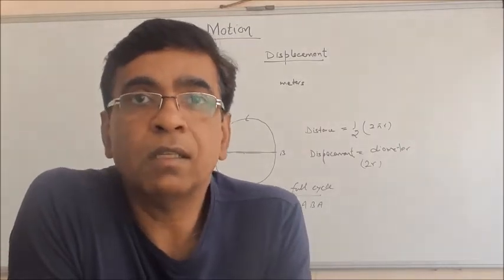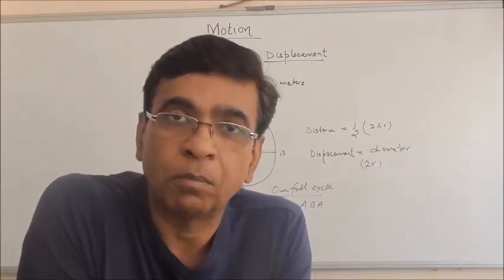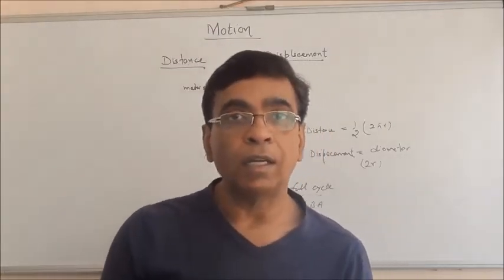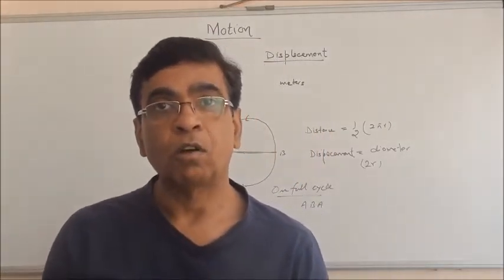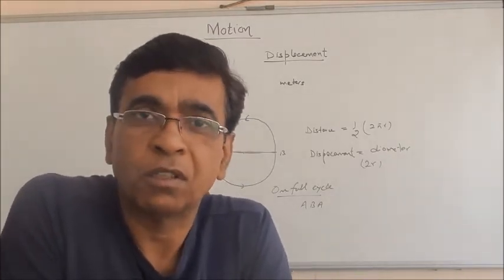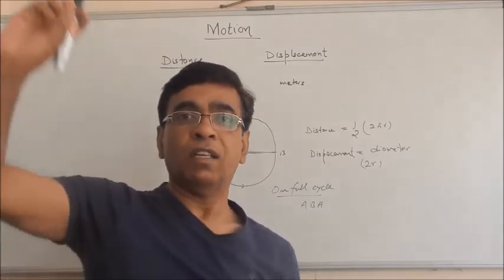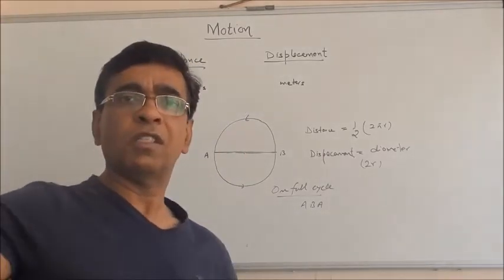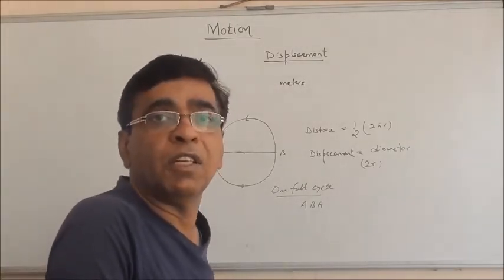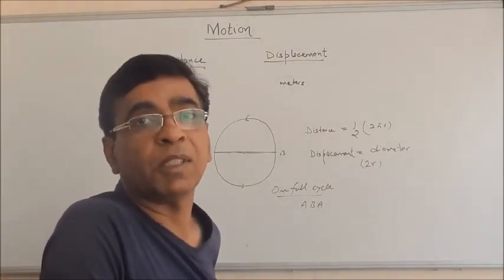So distance is the total length of the path covered, while displacement is the straight line distance of the final position from the starting position. This shortest distance between the starting and final position is always a straight line distance. So we can say a straight line distance between the initial and the final position, that is displacement.